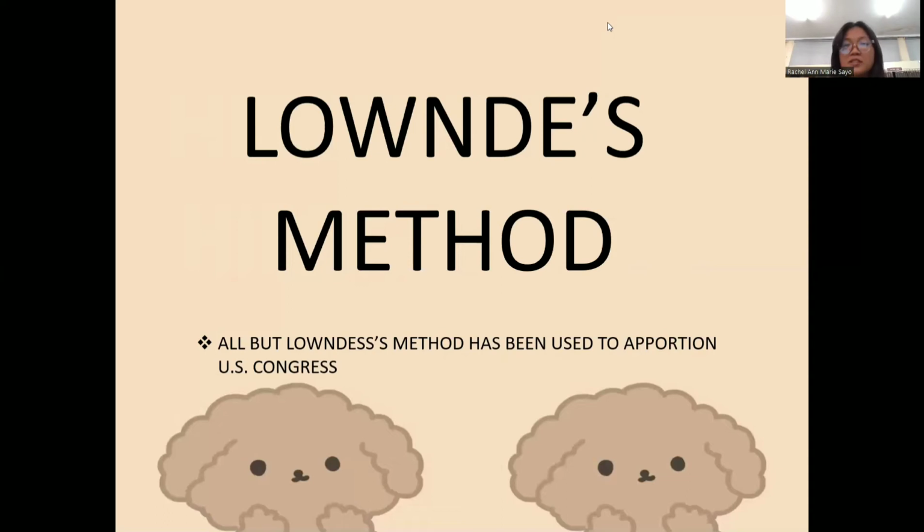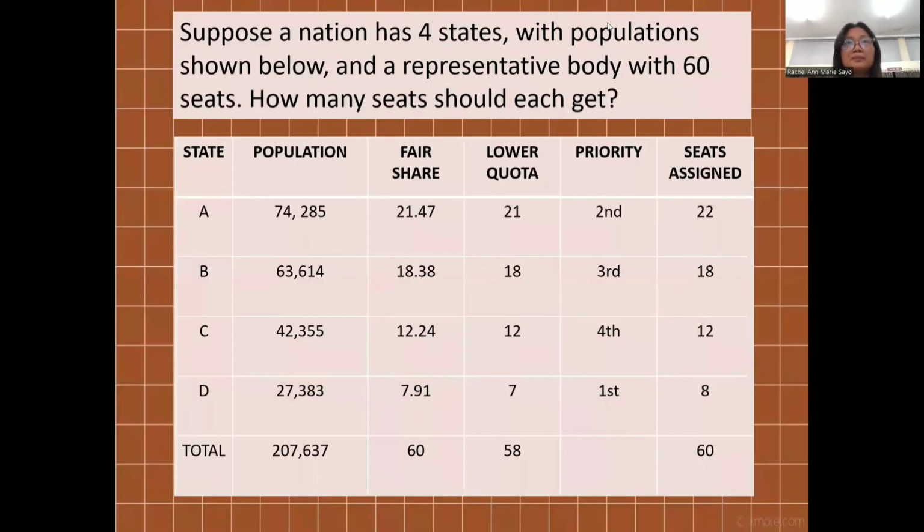So let's proceed to the given examples or word problems for us to understand better what kind of methods we are discussing right now. Let us proceed to the first word problem. It says here, suppose a nation has 4 states with populations shown below, in the table that is being shown, and a representative body with 60 seats. How many seats should each get?